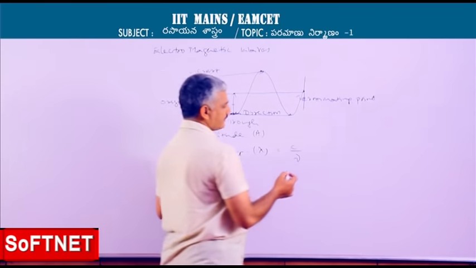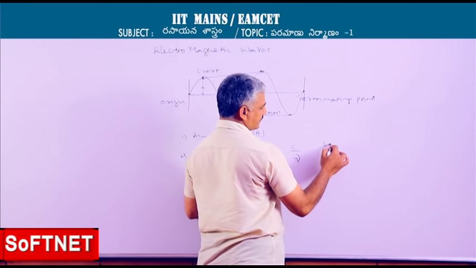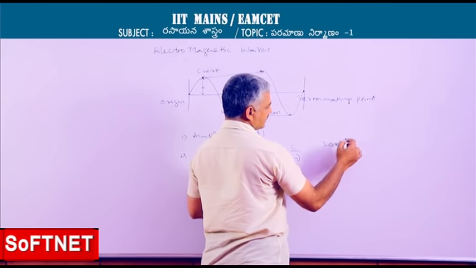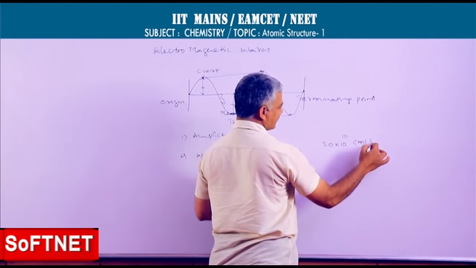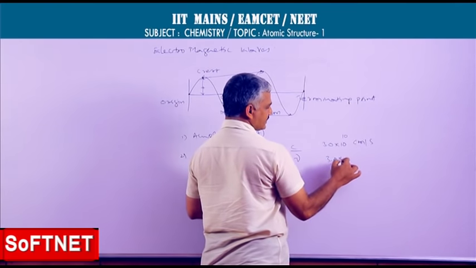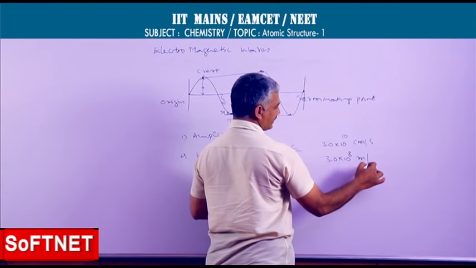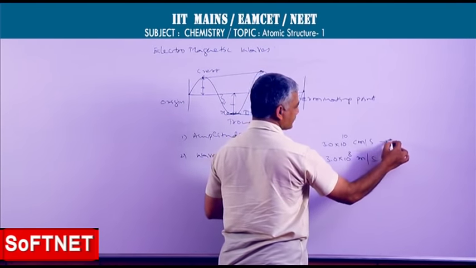The velocity of light is a fixed value, fixed quantity. In CGS system, it is taken as 3 into 10 power 10 centimeters per second. In MKS system, it is taken as 3 into 10 power 8 meters per second.